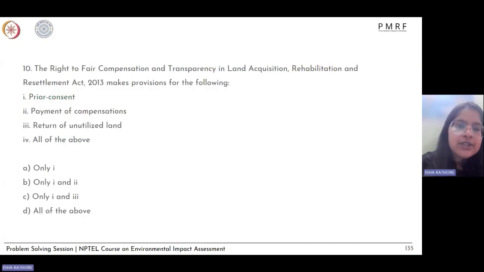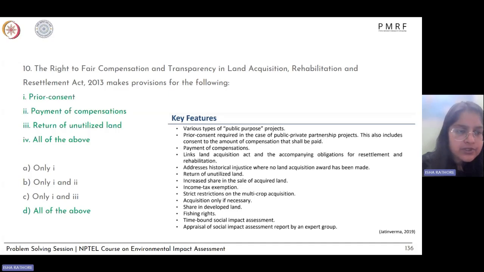Moving on, the Right to Fair Compensation and Transparency in Land Acquisition, Rehabilitation and Resettlement Act of 2013 makes provisions for the following: A, prior consent; B, payment of compensation; C, return of unutilized land; or D, all of the above. So the correct answer is D, all of the above. So the Act makes provisions for prior consent, payment of compensation, and return of unutilized land. So all of the above is the correct answer. Technically, the options are slightly skewed in this case.